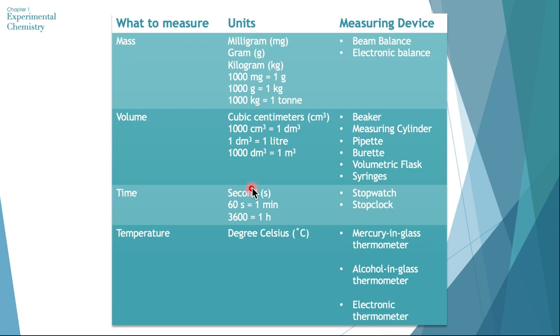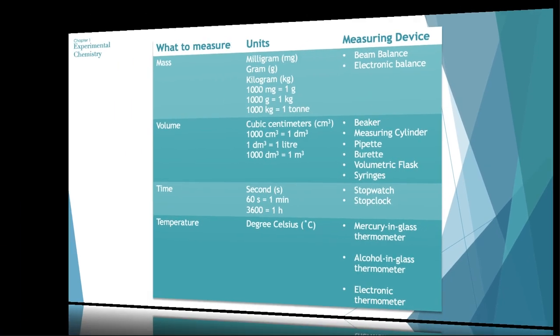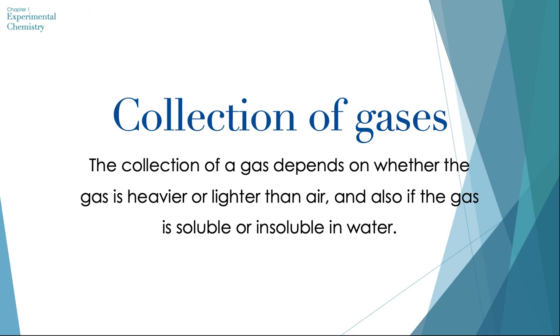So this was it for the units and the measuring devices of these 4 things: the mass, the volume, the time, and the temperature. So now that we've covered the mass, volume, time, and temperature, and all the different things we needed to know about them, all given in this table, we are going to move ahead on to understanding the collection of gases. How we collect gases. So, the collection of a gas depends on whether the gas is heavier or lighter than air, and also if the gas is soluble or insoluble in water.